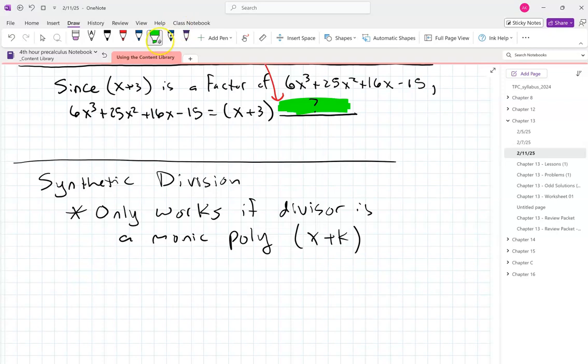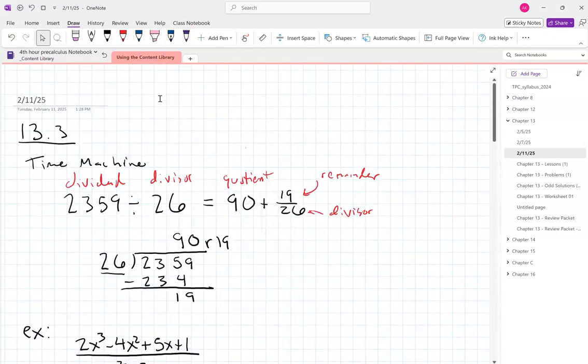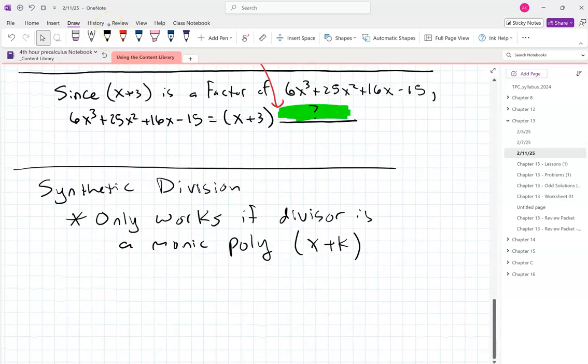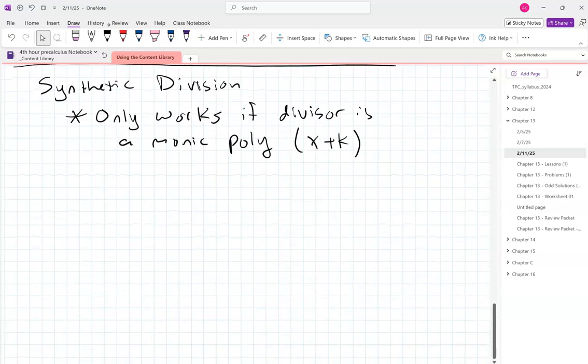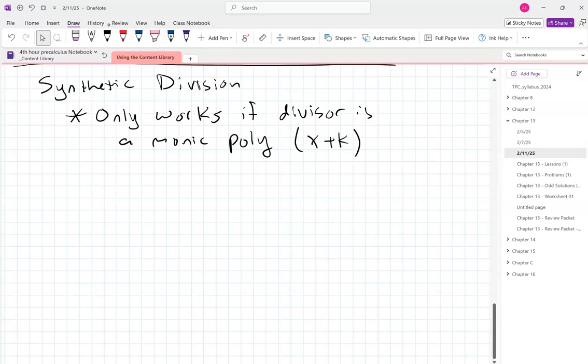So if we went back and looked at that very first problem where we started, where my divisor is degree 2, you cannot do synthetic division with this problem. It is only a long division problem because the divisor is not a monic polynomial. So that's the one catch with synthetic division. But for the most part, with what we're planning on doing, it is going to work just fine.